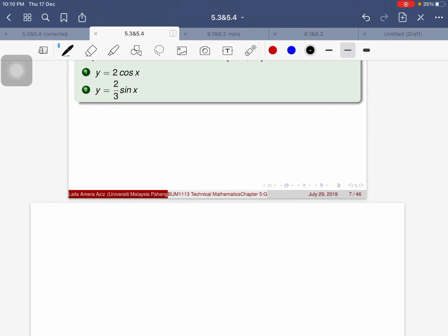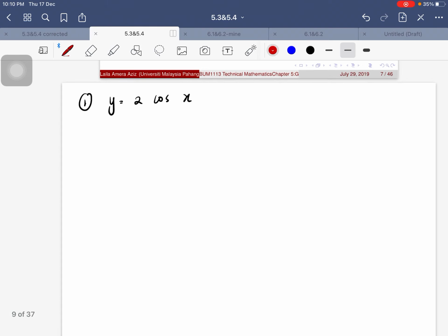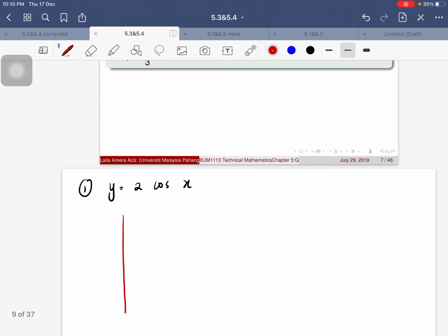Okay, so now I'm going to have first, it's going to be y equal to cos of x. So let me draw the axis first. So actually when we have a trigonometric graph, it doesn't just stop until here. It doesn't just stop until there, but it actually repeats it.